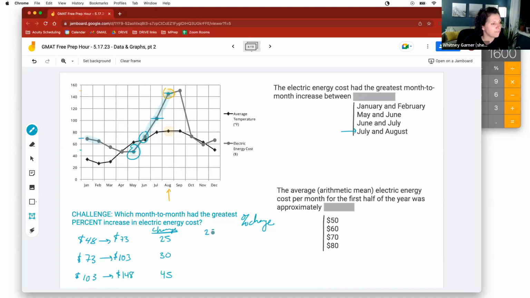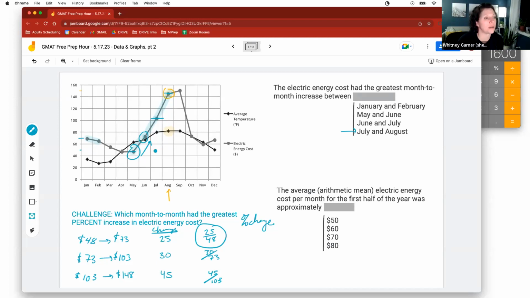So we want 25 over 48 versus 30 over 73 versus 45 over 103. Notice that in these cases, both 45 over 103 and 30 over 73 are under half, whereas 25 over 48 is slightly over half. And so this is going to be our largest percent change. If I wanted the largest amount of change, it would actually be May to June. So just make sure that you're paying attention to whether they're asking for an amount or a percent change.